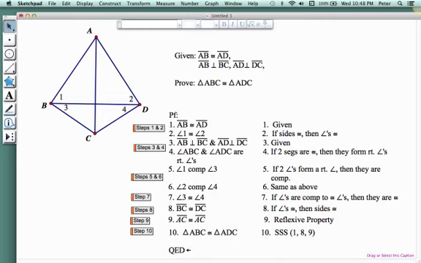QED is an old expression that you'll see in some of the older math books. When you complete a difficult proof, it can sometimes be really satisfying to write. And it just is Latin for as was to be shown. I believe it stands for quod erat demonstrandum.